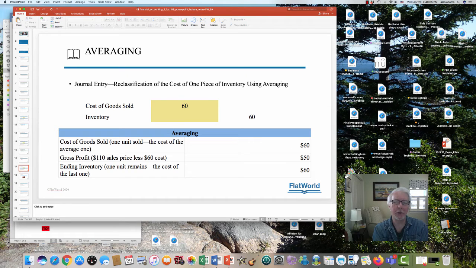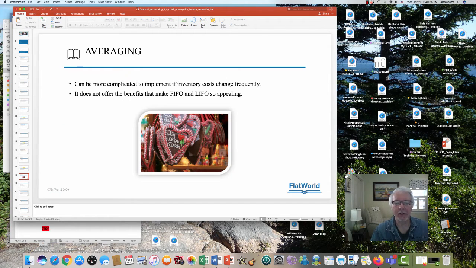It's going to fall in between FIFO and LIFO. Okay? Cost of goods sold in this case would be 60. Gross profit, therefore, would be 50. And ending inventory is 60. Cost of goods sold, 60 plus ending inventory of 60 is $120. There it is. You've got your $120 no matter which assumption you use. FIFO, LIFO, or averaging. Now that, essentially, ladies and gentlemen, is the essence of Chapter 9. Okay? Please understand this as we go into our final quiz.